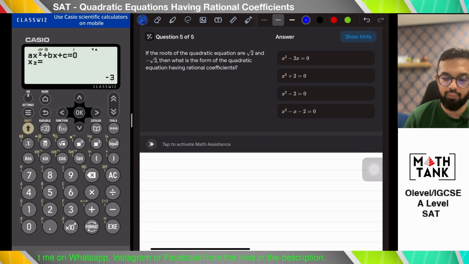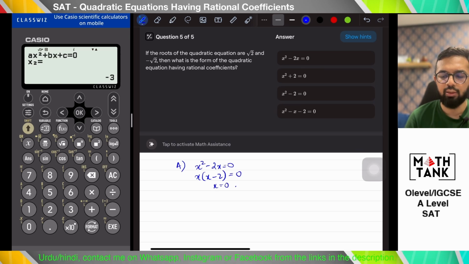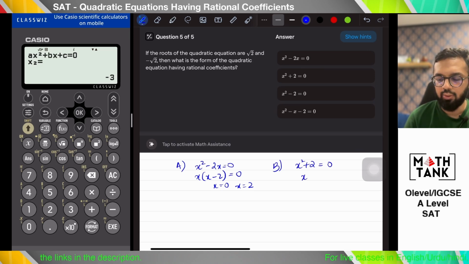Question number 5. If the roots of the quadratic equation are root 2 and minus root 2, then what is the form of the quadratic equation? Now, there are two ways of doing this. One is that I could start doing trial and error. The first one is simply factorize, so it gives me two answers, 0 and 2. So that can't be the right answer. I go on to B, x squared plus 2. I could have done all of these on a calculator as well and seen which one gives me that.